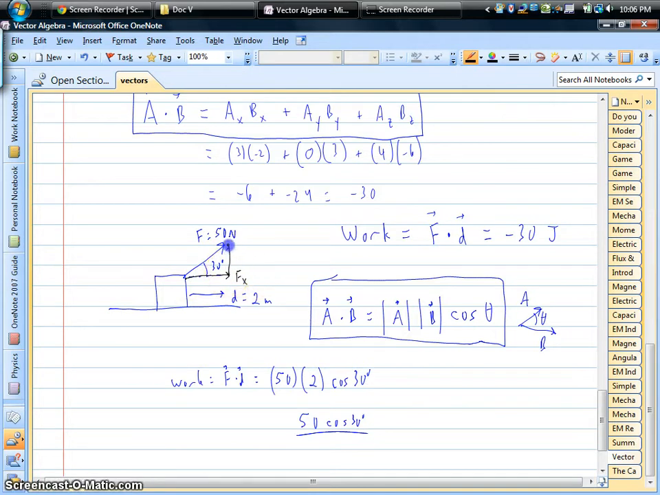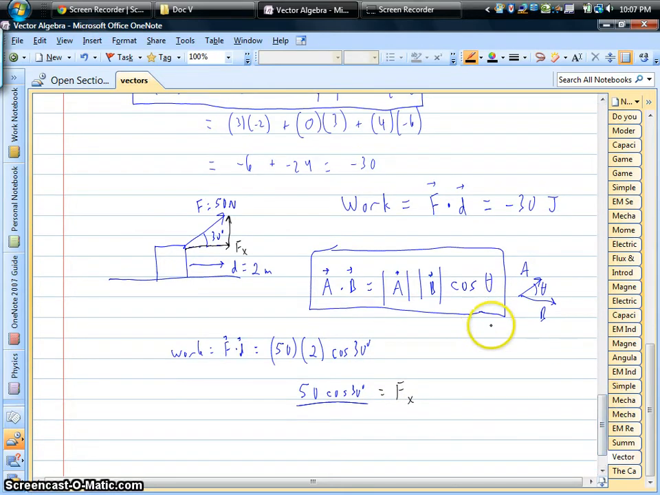There's also a y component that's pulling up on the box. But there's no displacement up. That y component isn't doing any work. Only that sideways portion is doing the work, and 50 times cosine of 30 would give you that x component.